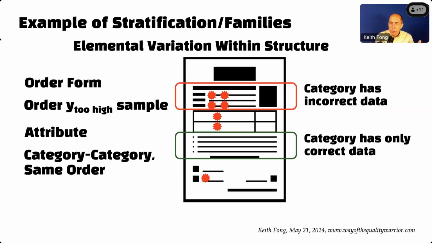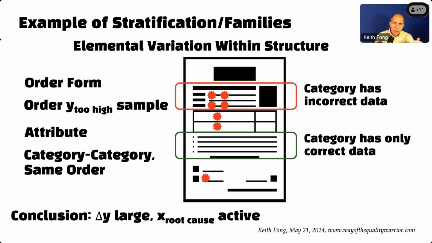Now, I don't show it here, but if this was a real case, I would be looking at how many opportunities to make a mistake there are. If the top one has 10 opportunities and the bottom one has 2, you have to be careful there. But if they have a similar number, like one has 9 and one has 6, there are enough opportunities that you can compare them fairly. And we are seeing a pretty strong difference. So we see a large delta Y, so the root cause is active here in some fashion.